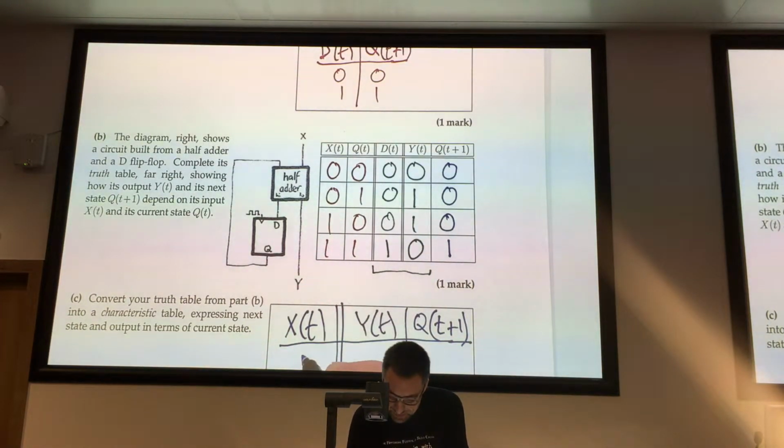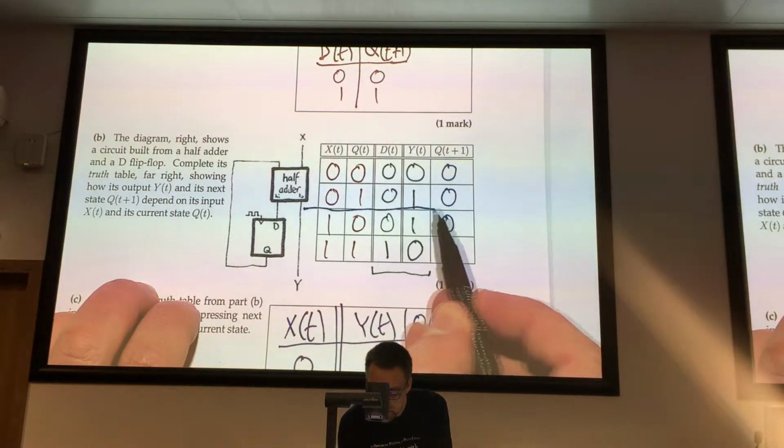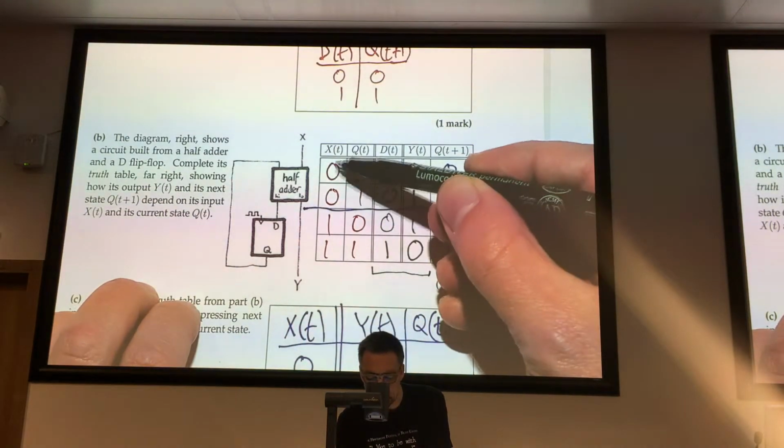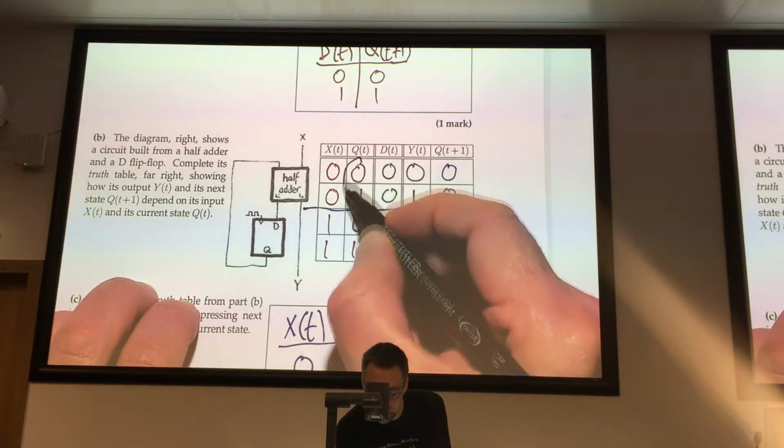Okay? So x is either 0 or 1. To see what happens, we split into the lines where x is 0 and the lines where x is 1. And we look at how q changes.